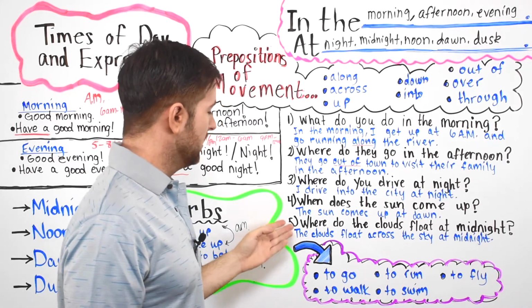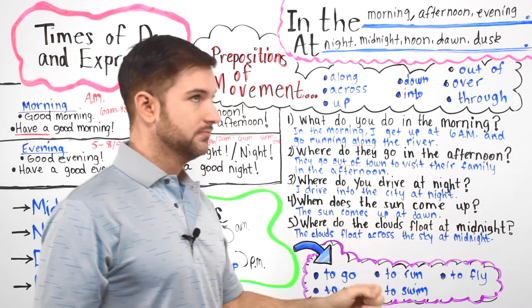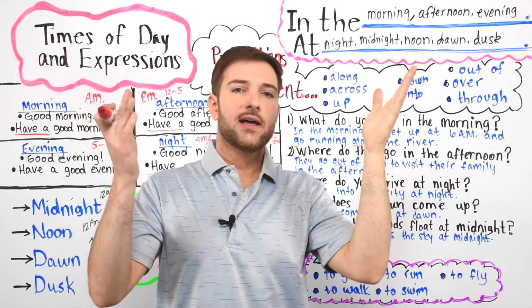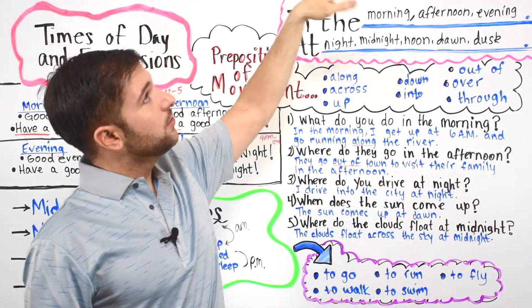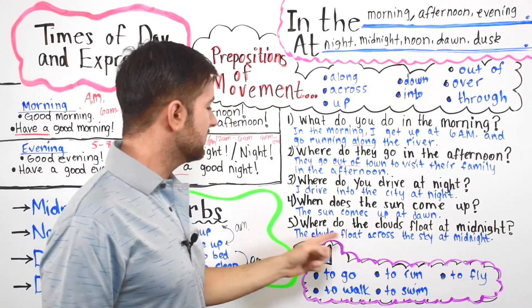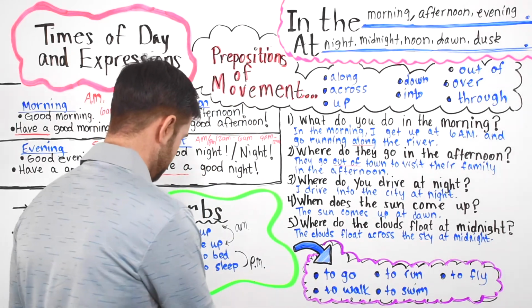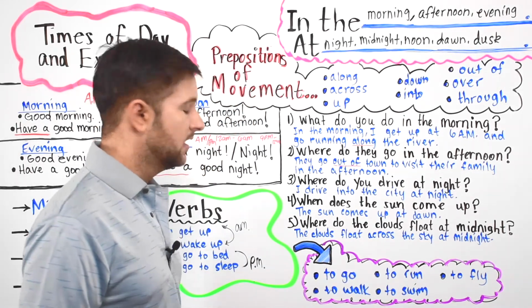Number 5, where do the clouds float at midnight? So you look up in the sky, what do the clouds do? They float across the sky. So where do the clouds float at midnight? The clouds float across the sky at midnight. Okay, so pretty easy, guys.